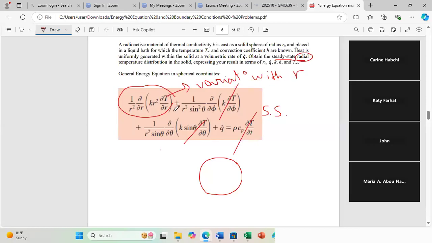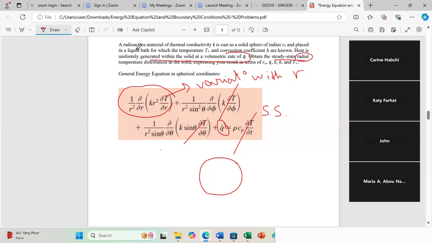Of course, this energy equation is for a solid. Okay, you remember in class, we have seen the general equation that can include, in case you have a fluid, the convective term also. But here, since it's a solid, you only have conduction. Also they told us that we have a uniform generation within the solid with a volumetric rate Q dot. So this term will remain in the equation.